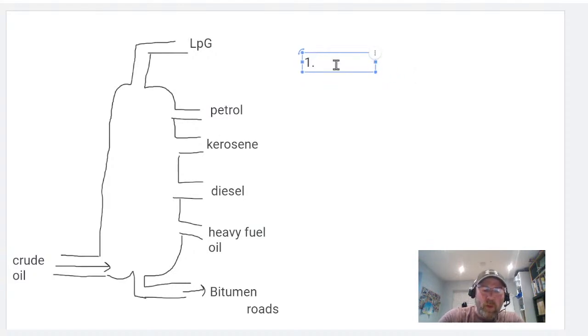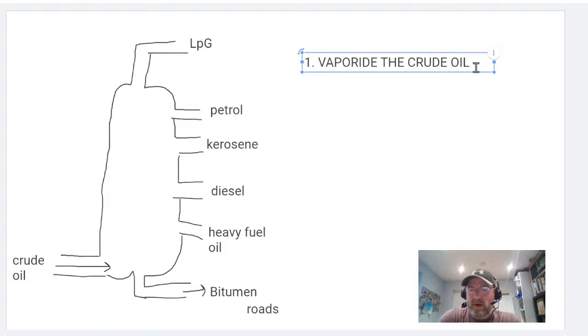okay, number 1, vaporize the crude oil. You will get the marks if you say heat or evaporate. Okay, don't know why it's all in capitals, because vaporize the crude oil.